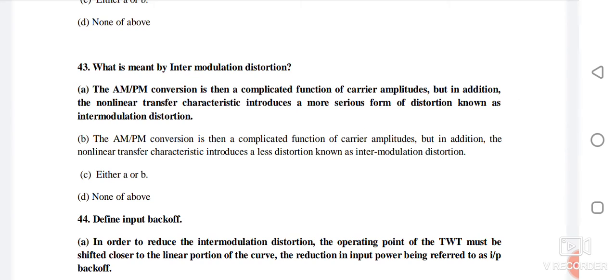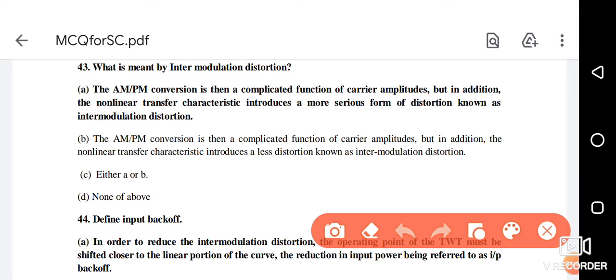What is meant by the intermodulation distortion? So the AM/PM conversion is a complicated function of the carrier amplitude, but the additional nonlinear transfer characteristic introduces a more serious form of distortion known as the intermodulation distortion. Please read this.